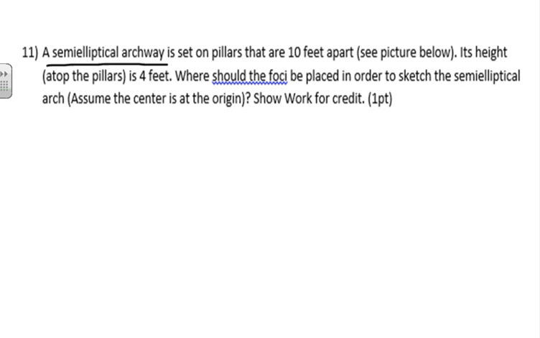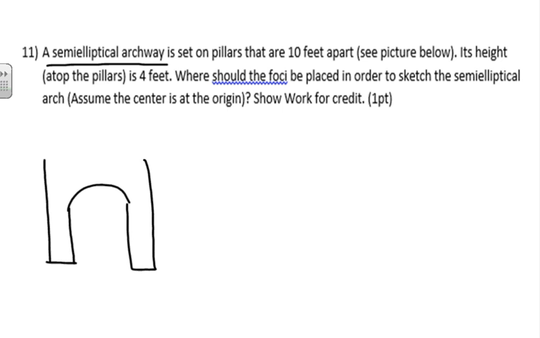Now, I gave a picture. Generally, we're going to draw a picture here because there's a picture here. But what we have is a picture of an archway. This is a very rudimentary picture of an archway. But it's semi-elliptical. Now, a lot of students, when they see semi-elliptical, they're like, what is that? Is it a circle? No, it's elliptical. Semi-elliptical means it's half of an ellipse. And this ellipse is located right here.